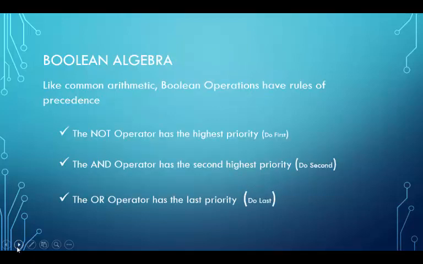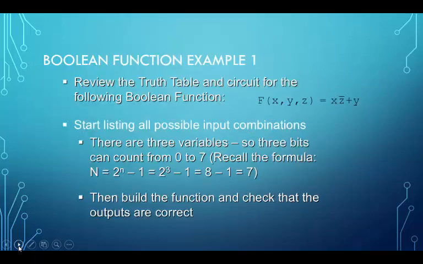Like common arithmetic, Boolean operators have rules of precedence. The NOT operator has the highest priority. The AND operator always is performed before the OR operator, which has the lowest priority. For example, if we look at a function of x, y, and z, (x AND NOT z) OR y, there are 3 variables. So 3 bits allows up to 8 different inputs, 0,0,0 to 1,1,1, which provides us with 8 different possible input combinations.